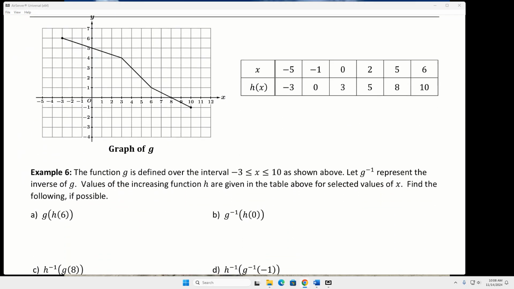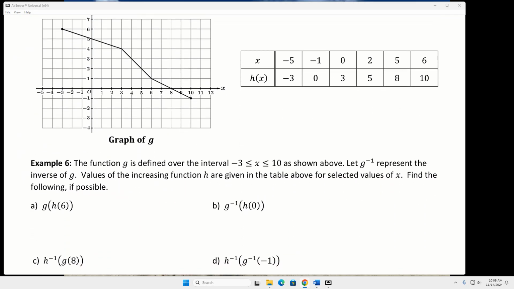Okay, so one more. We are going to do a combination of graphical and numerical to do some just regular compositions and do some compositions that involve inverses. So sometimes it's hard to go back and forth, so we're going to practice that. It does tell you that h is an increasing function, so it is invertible.